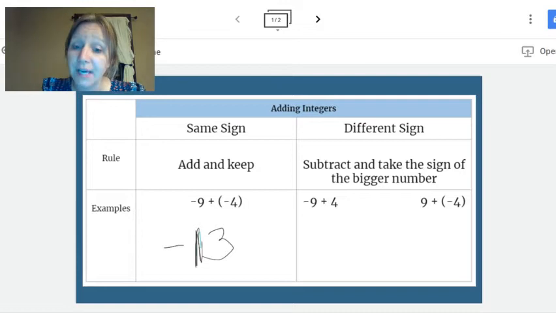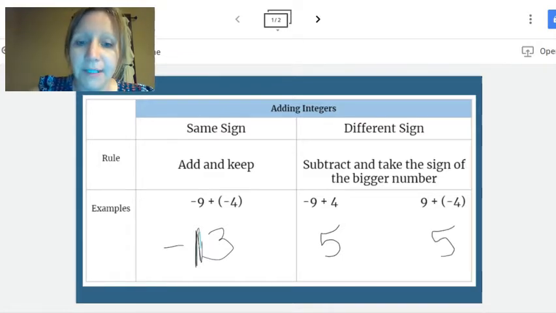Okay, the other scenario is that the two numbers have different signs. So one's positive and one's negative, like the two examples listed here. We have negative 9 and positive 4 in the first example, and we have 9 and negative 4 in the second example. Again, one's positive and one's negative. What you're going to do here is subtract the two numbers. So 9 minus 4 in both cases. 9 minus 4 we know is 5.